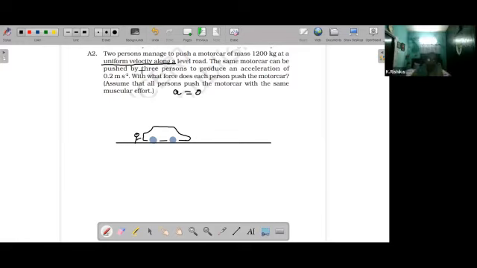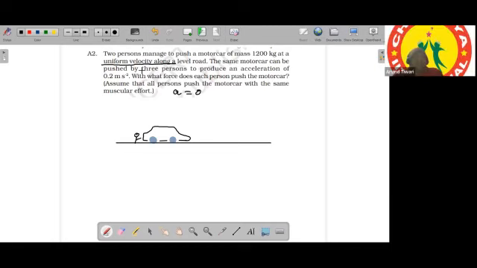Sir, I have a question, but they already gave acceleration in the question. Yeah, they gave it, you need to understand this. Why did they give this? And why are three people pushing, when you are using only one person? They have asked in your question, with what force does each person push the motor car?